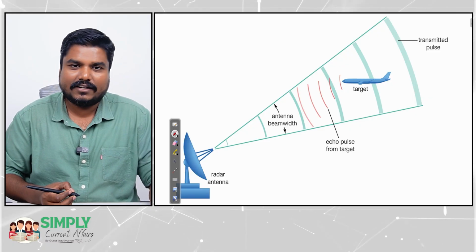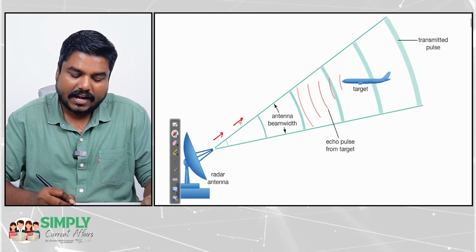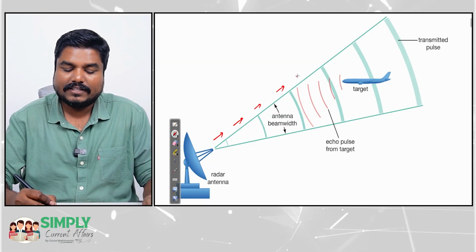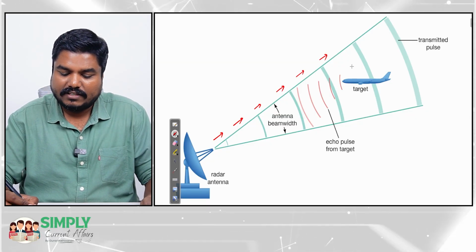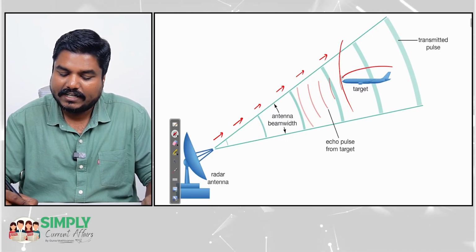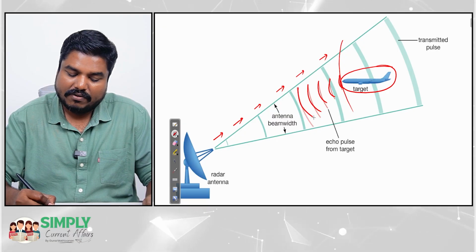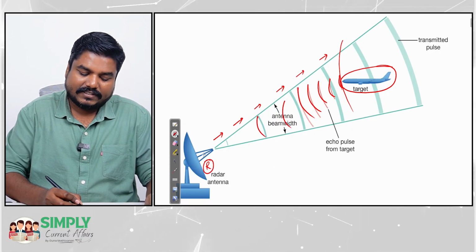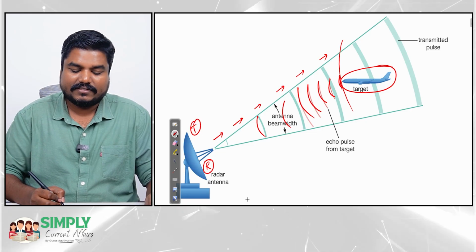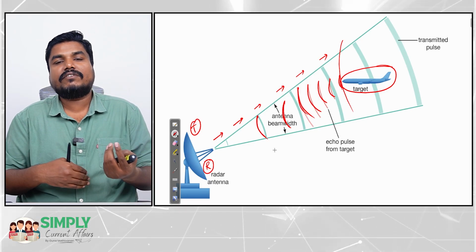So what does radar do? The radar system will be sending radio waves. There will be a transmitter which will be sending radio waves. Once these radio waves hit the target, the radio pulses will be reflected back. There will also be a receiver. There will be a transmitter, there will be a receiver. Now the receiver will receive the reflected radio waves.